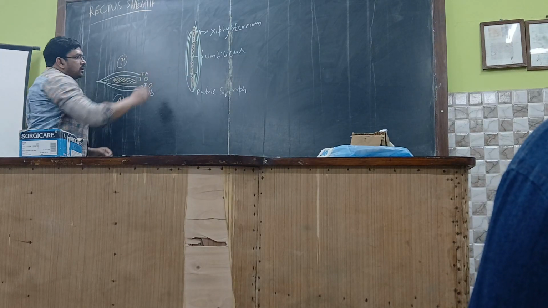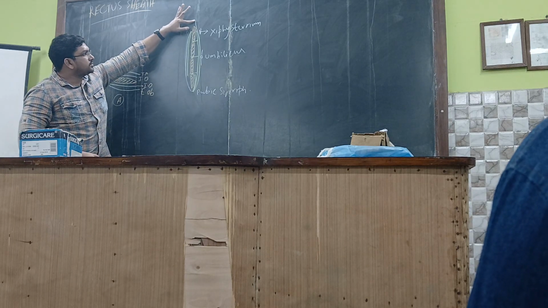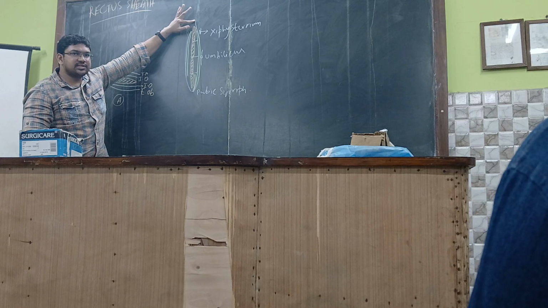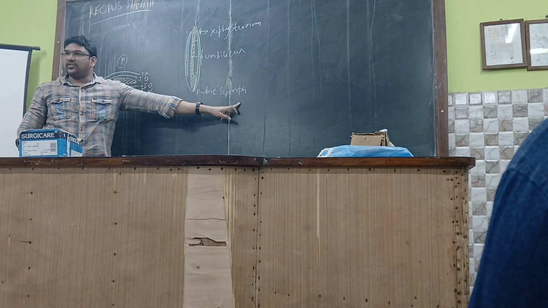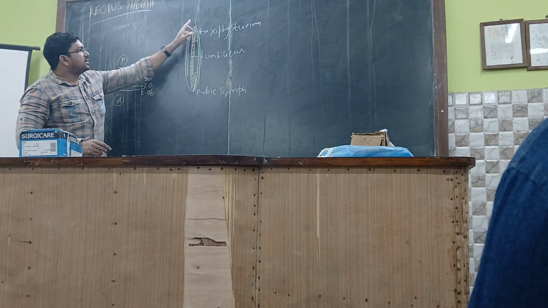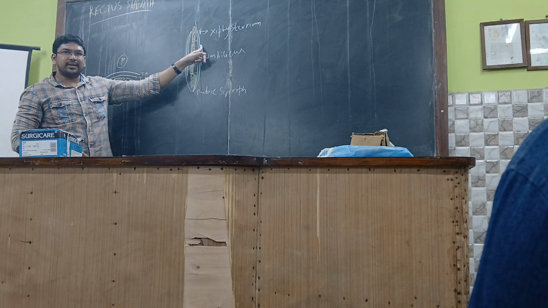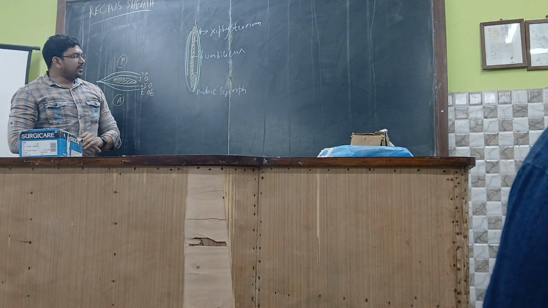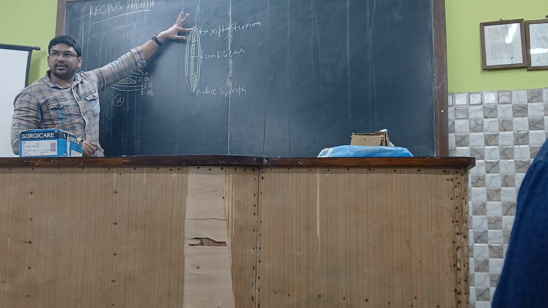So the extents: external oblique on the anterior wall will be extending from which costal cartilage? Fifth costal cartilage till the pubic symphysis. Fifth costal cartilage till the pubic symphysis. The anterior wall, nothing but the anterior most layer, is the external oblique. And then that will be the internal oblique. Internal oblique will be extending in between pubic symphysis and costal margin.